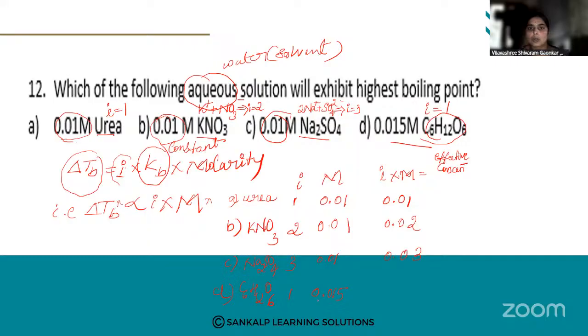0.015. So i into m, that is effective concentration, is 0.015. Coming back to the formula, the increase in boiling point, the highest boiling point, is directly proportional to effective concentration.